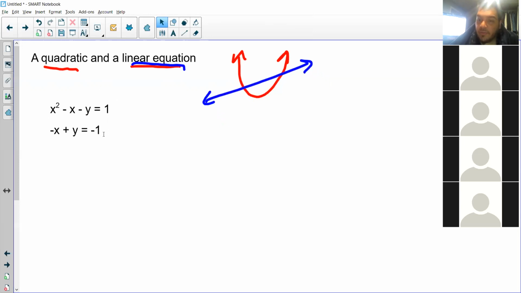This one in this case will be a 2 solution, and then I'll show you an example very quickly of a 0 solution.